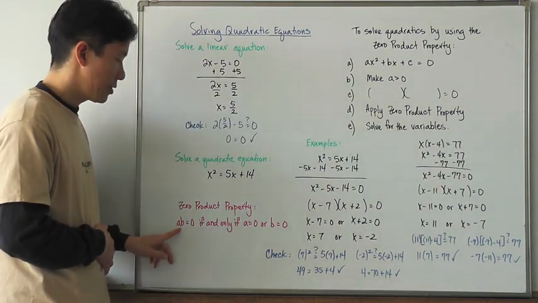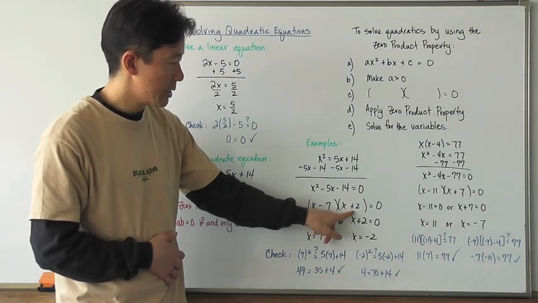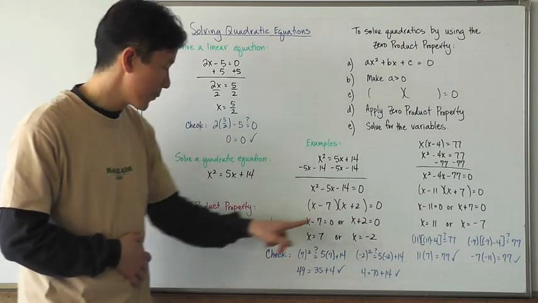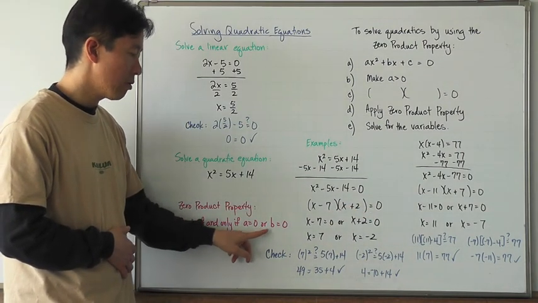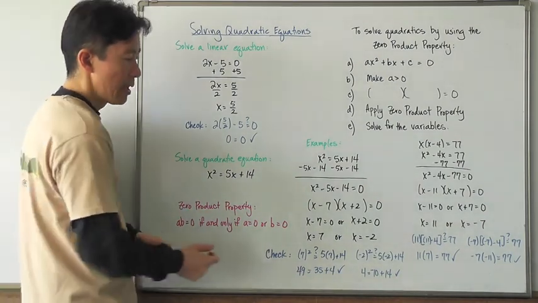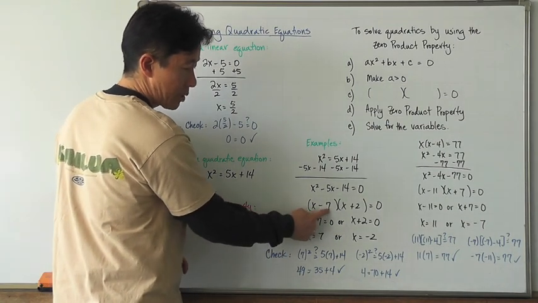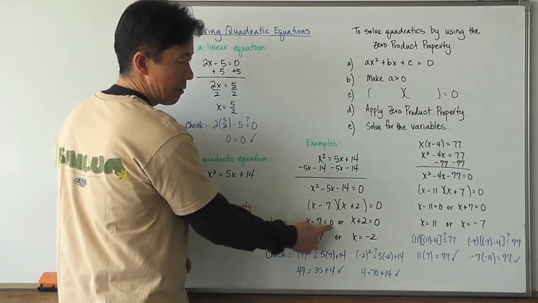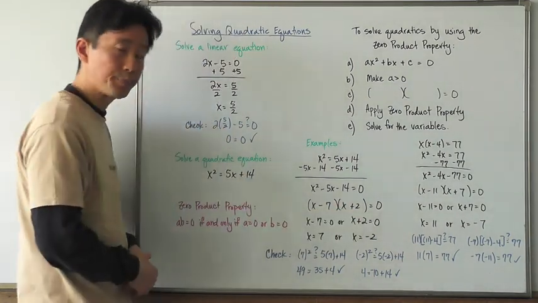Again, it says that if you have two quantities that are multiplied together and it's equal to 0, then one quantity is equal to 0, or the other quantity is equal to 0, or both are true at the same time. So what I write here is, notice that the x minus 7, which is the first quantity, is going to be equal to 0, or the second quantity is going to be equal to 0 as well.